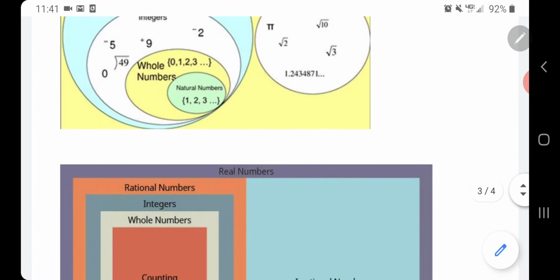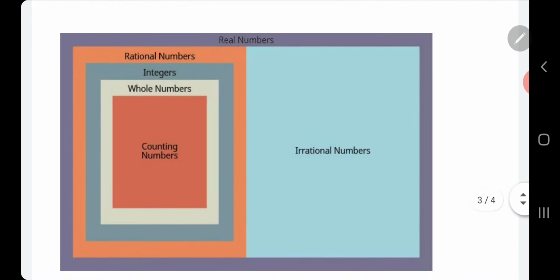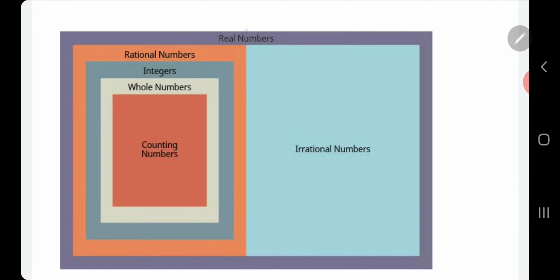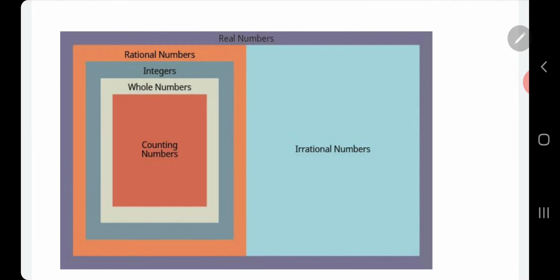There are, of course, other ways we can draw this out. Here's another example. They use squares in this one, where they have the real number system up here. Rational numbers and irrational numbers are two different sets within the real numbers. And of course, once again, it's kind of the same example with squares. You have the counting numbers as the smallest square, as they are a subset of the whole numbers, and the whole numbers are a subset of the integers, and the integers are a subset of the rational numbers.